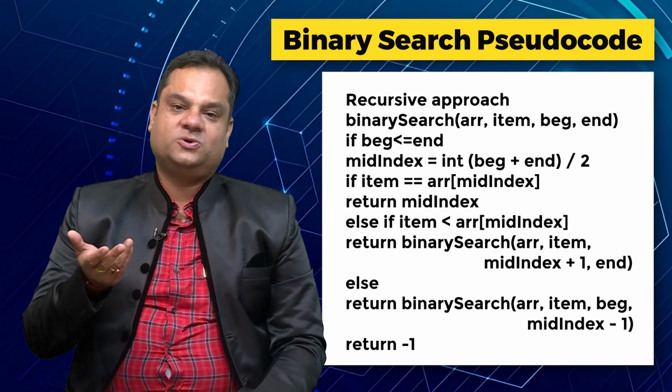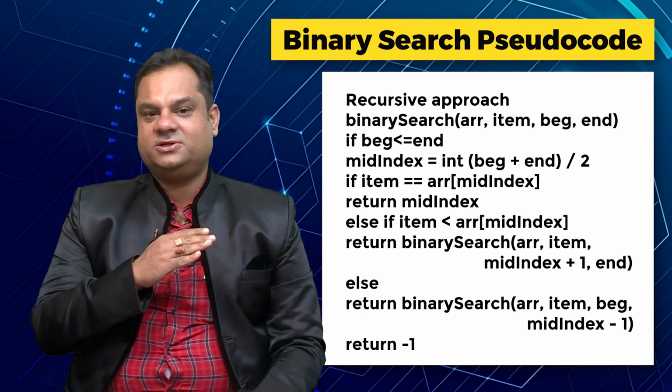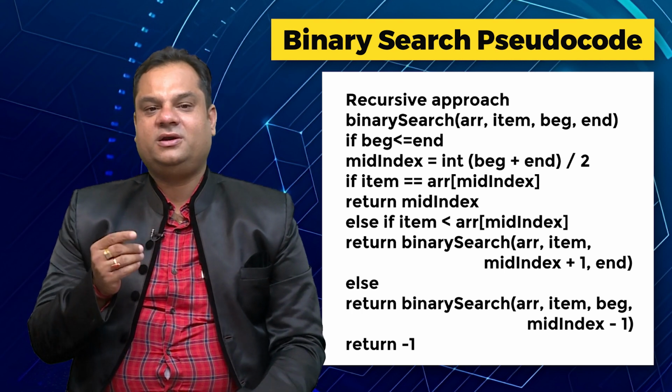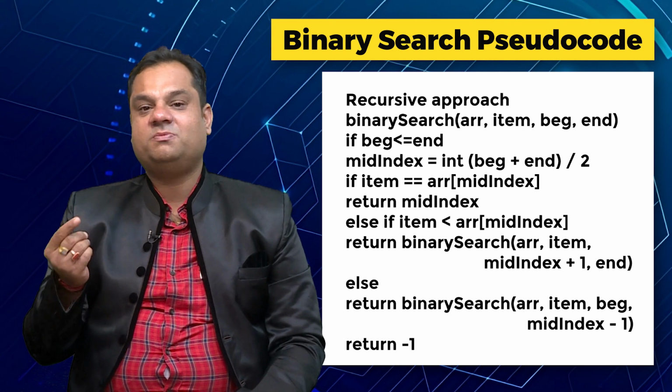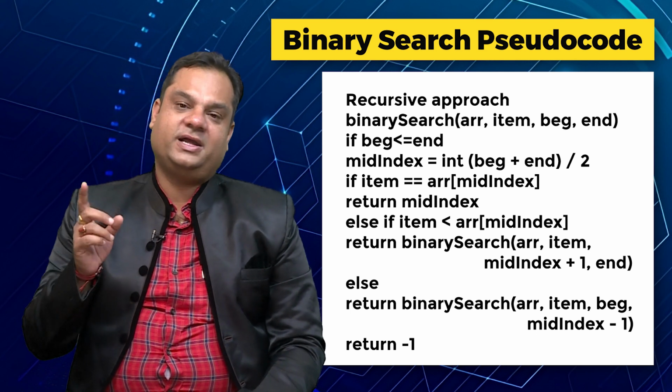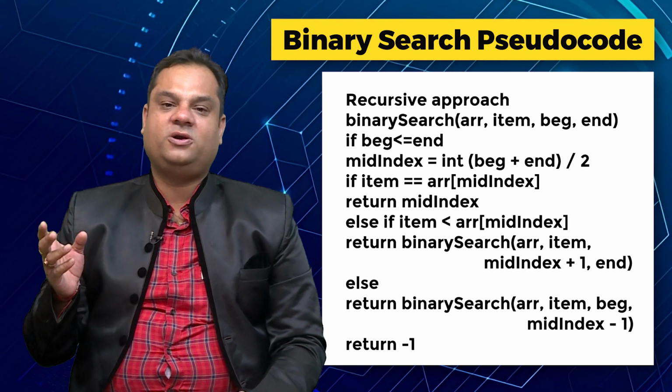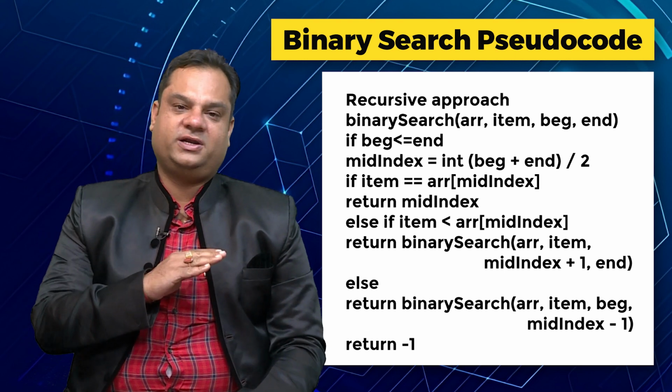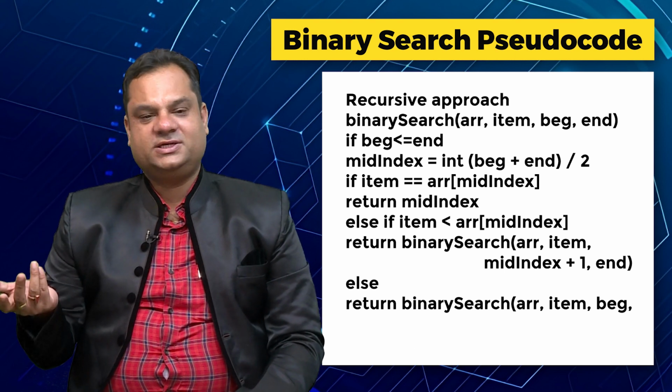Else, suppose the item is in the left sublist, here we are updating: return binary search array, item, beginning, mid index minus 1. Here we are updating the end pointer with the help of mid index minus 1.